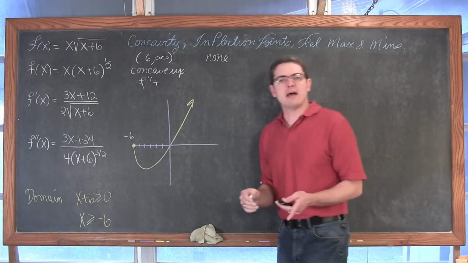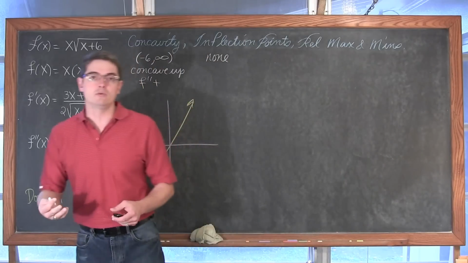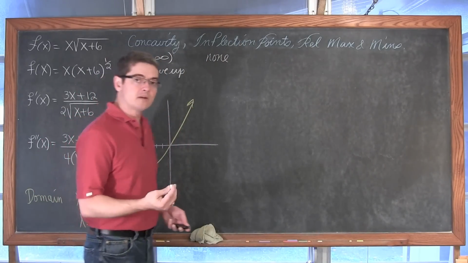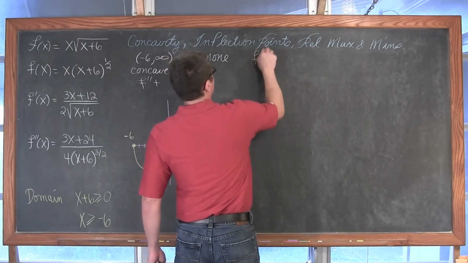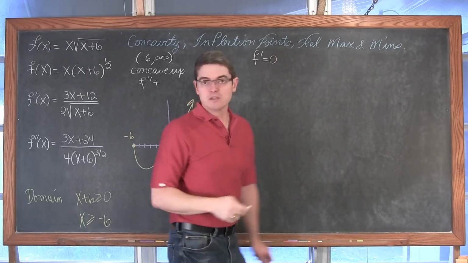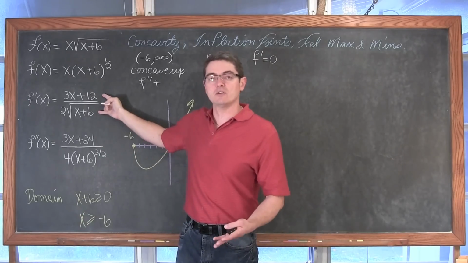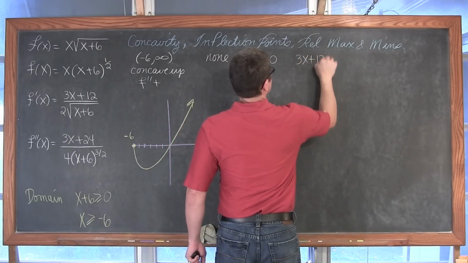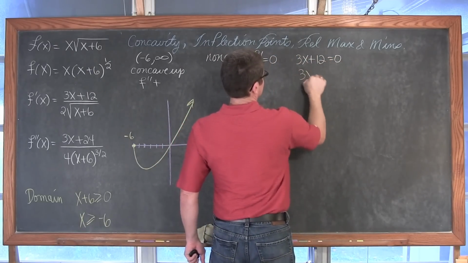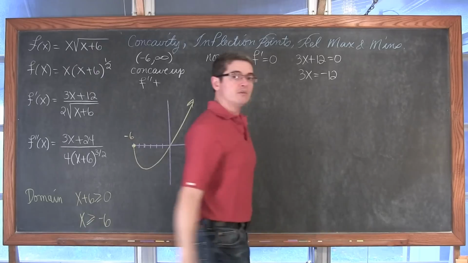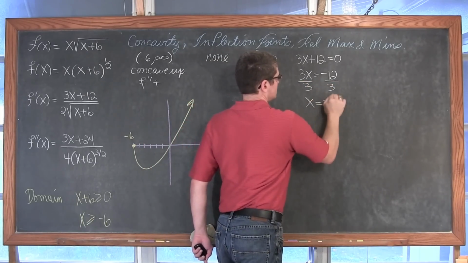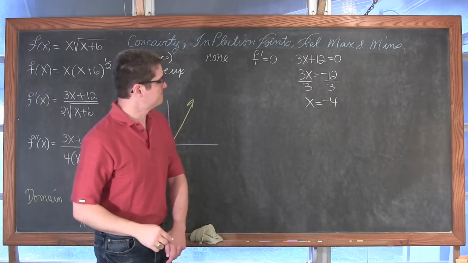Okay, so relative mins and maxes occur where the first derivative has a critical value, whether it's equal to 0 or undefined. So let's find those values. F prime, where is that equal to 0? Well, it's again a rational function, so let's just set the numerator equal to 0. We get 3x plus 12 is equal to 0. That's 3x is equal to -12, divided by 3, and x is equal to -4.